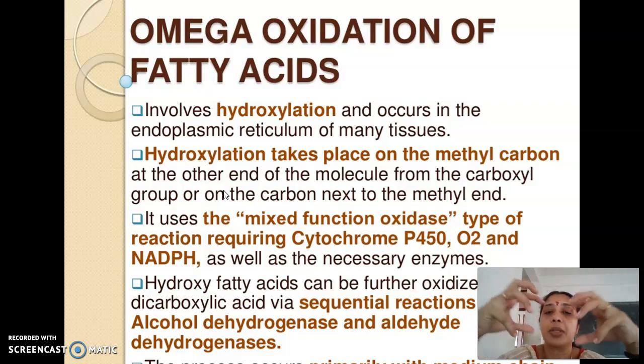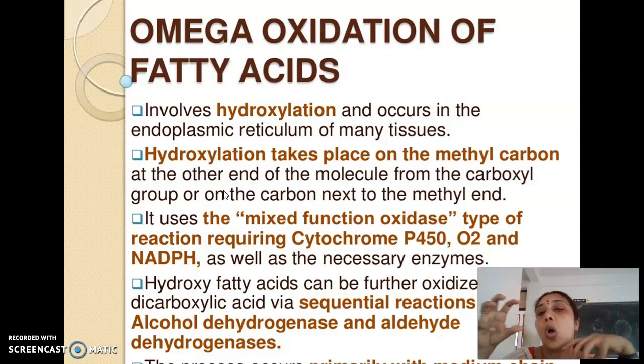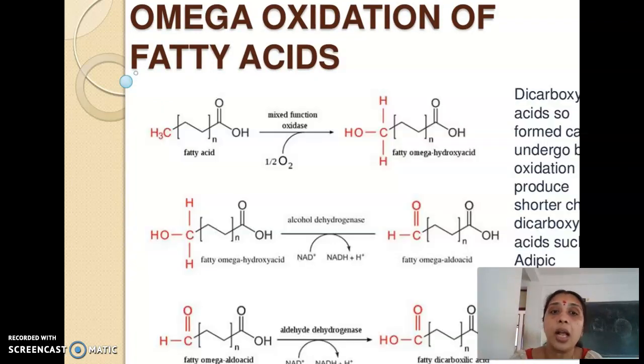Clear? So now the beta oxidation can start from both sides. Beta oxidation can occur from both sides. The carbon skeleton is flanked with two carboxyl groups at both ends, so that the beta oxidation can happen from both sides at a time. Such a reaction we call omega oxidation.